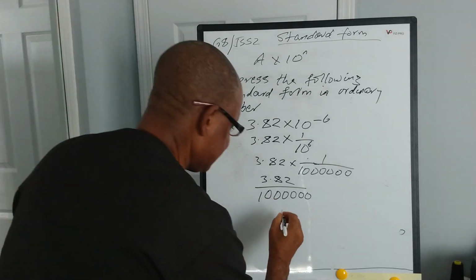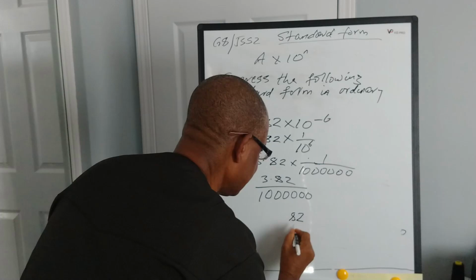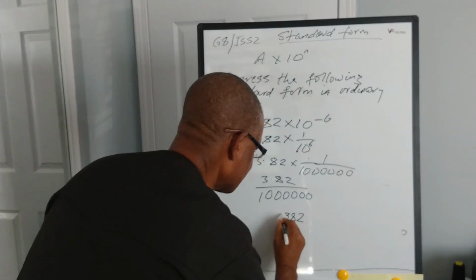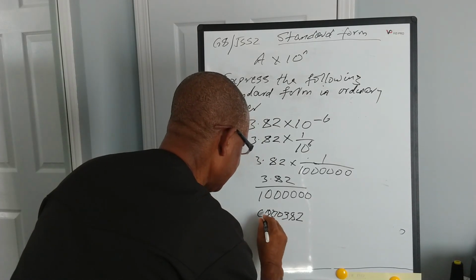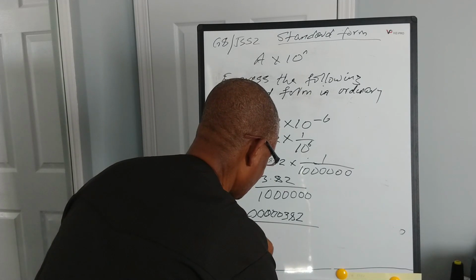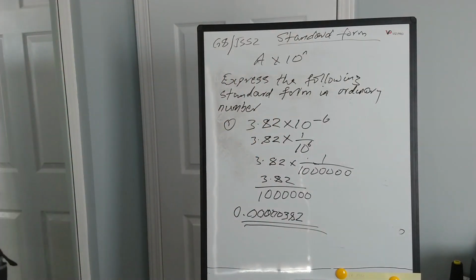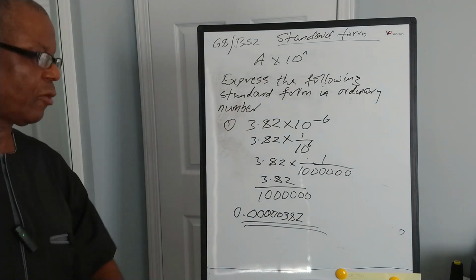And what does that mean? We have 2, it's not affected by that. We have 8, and then we have 1, 2, 3, 4, 5, 6. Then we close. So we have expressed 3.82 times 10 raised to the power minus 6 in ordinary form.